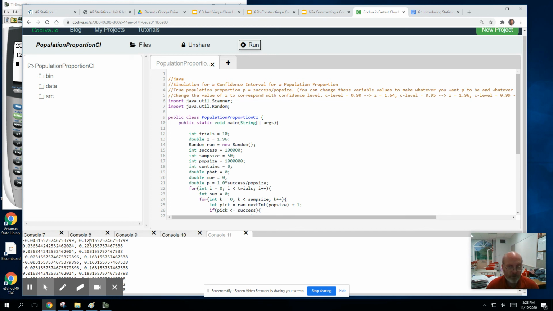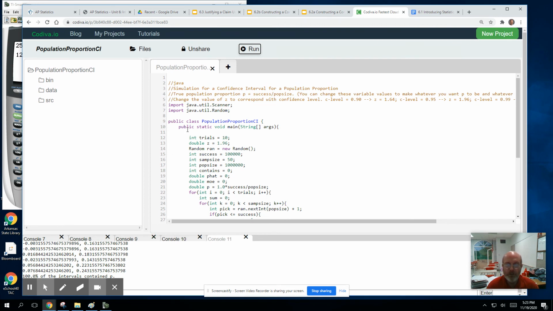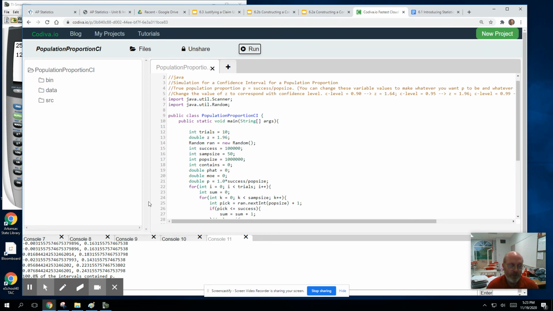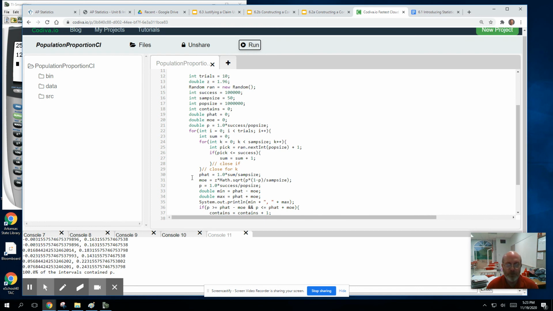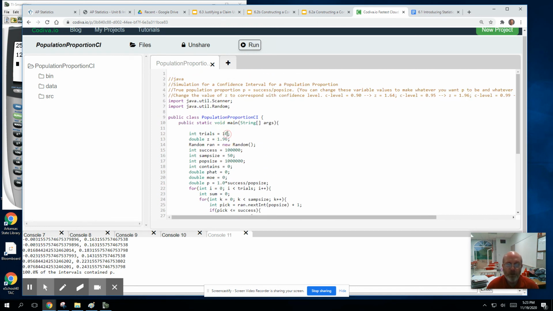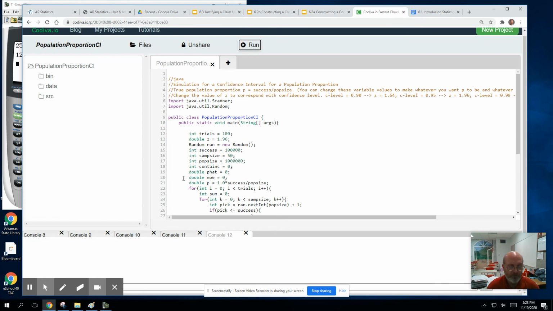Now these were getting a little close. There was a 12% there, 14% here. They were getting a little close. So 100% of the intervals contained P. Let's up this to 100 confidence intervals and run it.